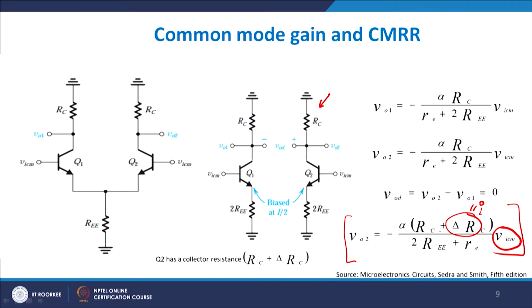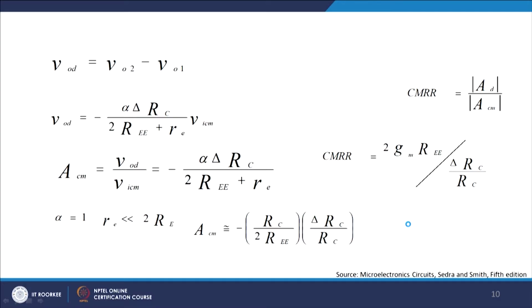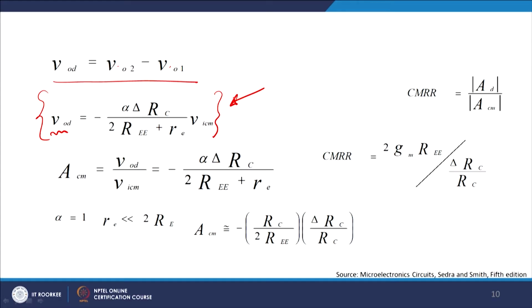Let us suppose there would not have been any delta R; then this would have been 0, this would have been 0, and I would have got alpha RC upon 2 REE plus RE. Now, because of this delta RC I have an extra voltage term which comes into the picture. Therefore VOD, which is the output difference voltage, VO2 minus VO1, will be given by this quantity. Which means that even in the presence of an equal voltage at the base of the two transistors, because of a delta R change in one of the resistances, I will always get a VOD equal to this value.